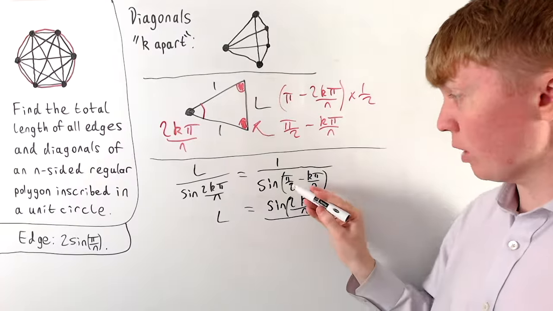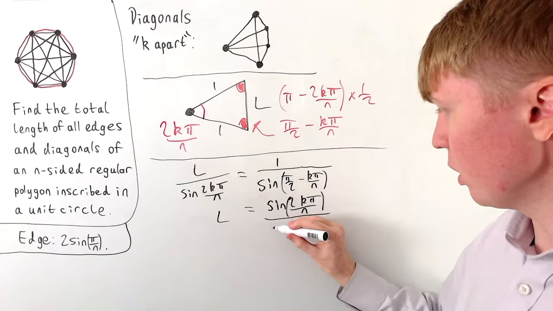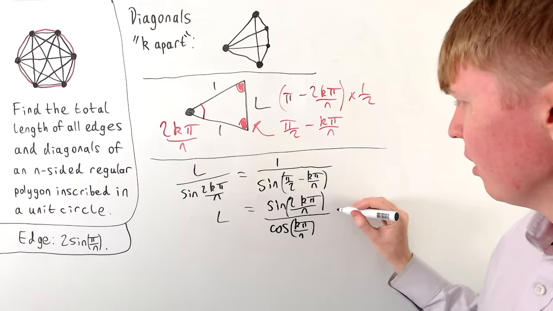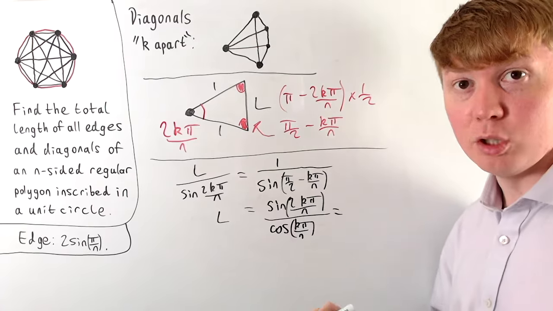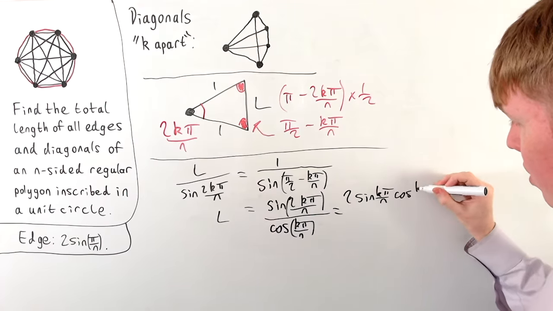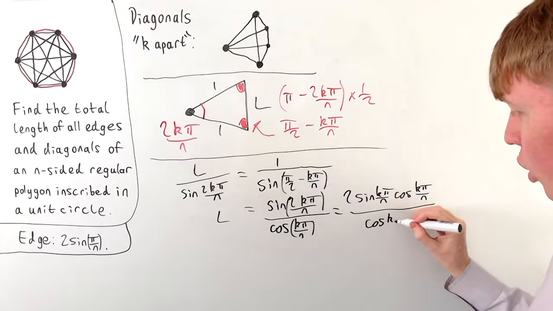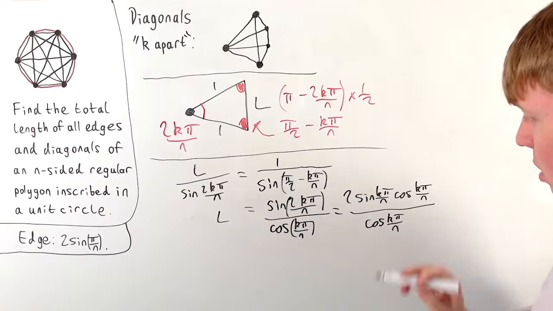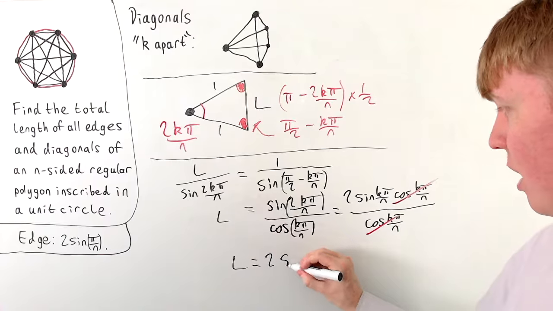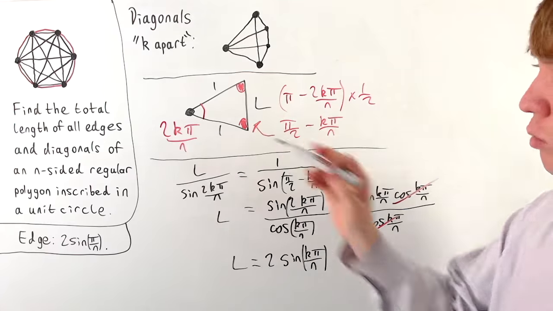But once again, we can simplify this using our rule that sine of pi over 2 minus theta is equivalent to cos theta. So we can turn this denominator now into cos k pi over n. And actually the numerator, we can use our double angle formula again to get 2 sine k pi over n times cos k pi over n. And all of this is still divided by this denominator of cos k pi over n. So you see our cos k pi over n terms cancel, and we get then L is just equal to 2 times sine k pi over n, at least in this case where we have a non-reflex angle.